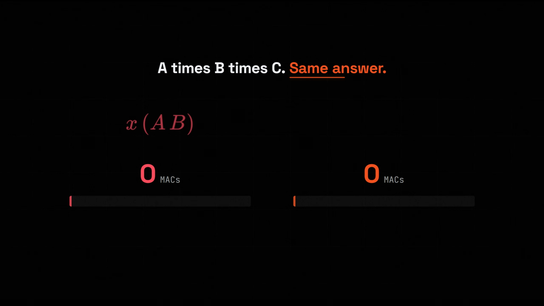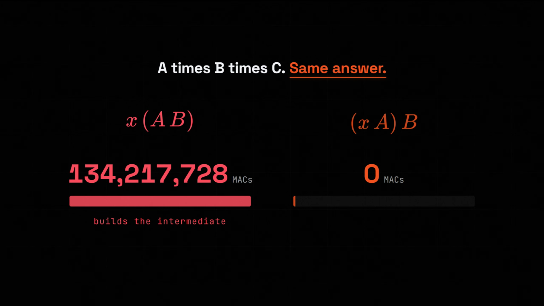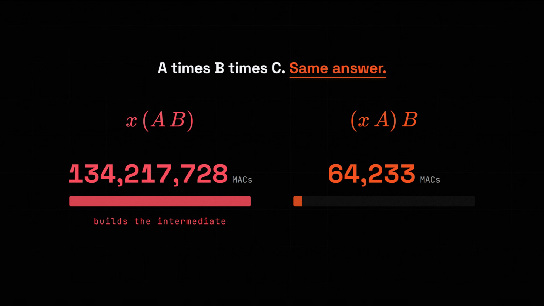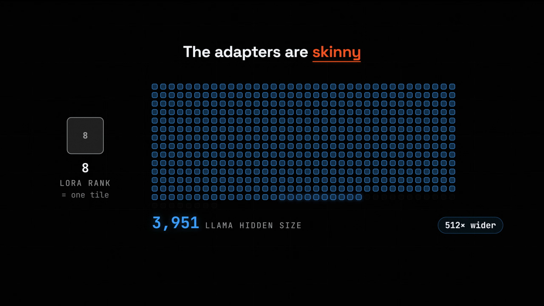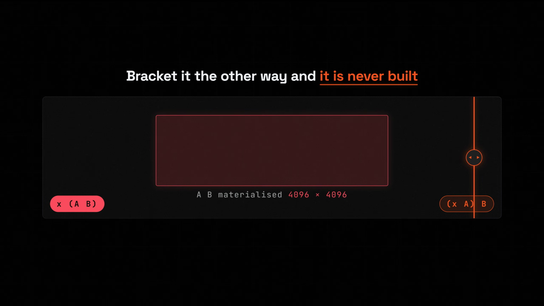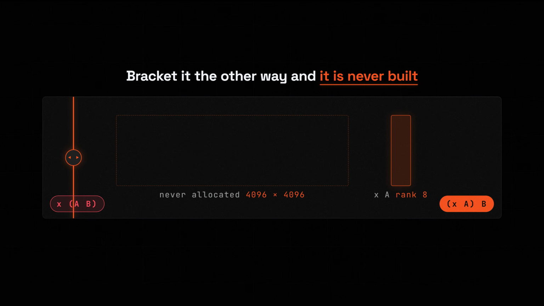Then comes the part that sounds too small to matter. Matrix multiplication is associative. A times B times C gives the same answer whichever pair you multiply first. The cost of getting there is not the same at all. The adapter matrices are skinny, ranks of 8, 16, maybe 128. The model's weight matrices are 4096 wide, or wider. Bracket the multiplication one way and you build an enormous intermediate matrix, use it once and throw it away. Bracket it the other way and you do not build it at all. Same answer, wildly different bill.